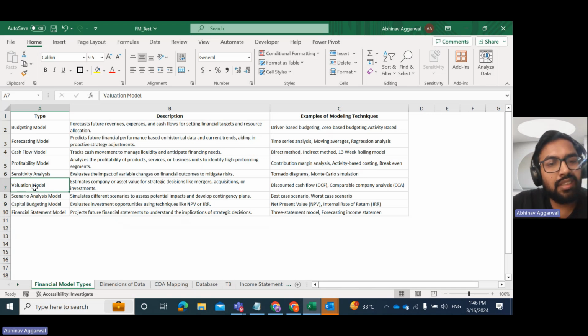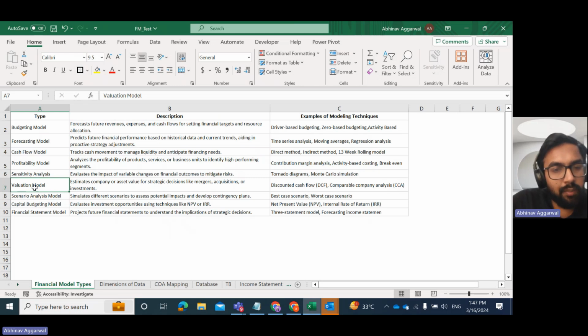Then there is scenario analysis. Scenario analysis has certain similarities with sensitivity analysis, but it is different in that it simulates different scenarios. It is not talking specifically about drivers of the business. It is considering the overall scenario. For example, if any calamity hits, or if your business is dependent on weather conditions, you consider such scenarios to assess the potential impacts and develop contingency plans. Normally, whenever we are creating any budget or financial statement prediction, we do a best case and a worst case scenario. So this is scenario analysis.